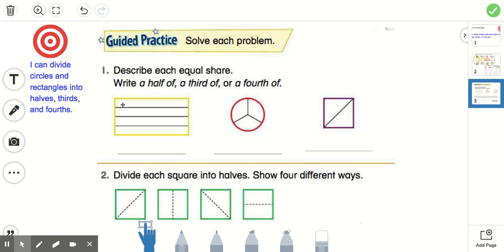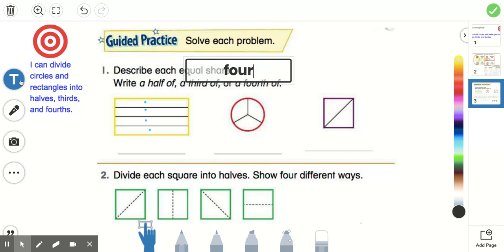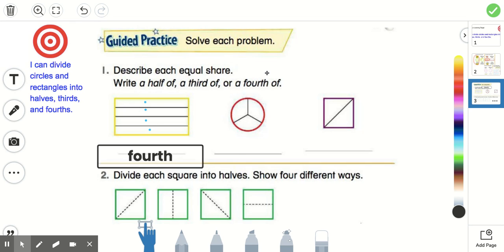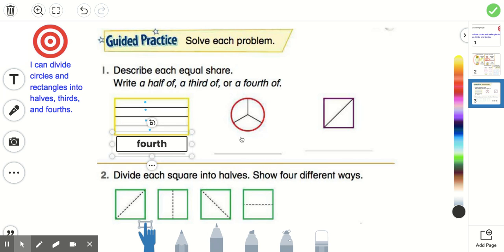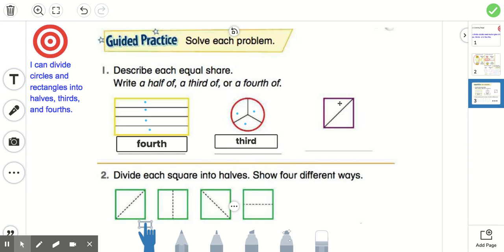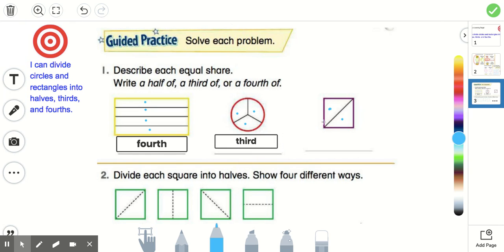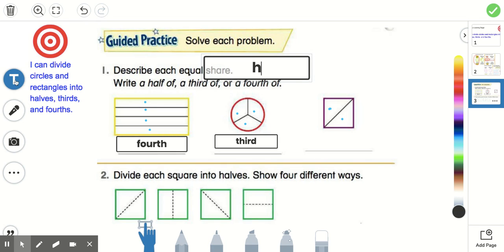So this piece right here is cut into 1, 2, 3, 4 equal shares. So therefore, it is a fourth. Let me bring that down. Our circle here is cut into 1, 2, 3 equal parts. So it is a third. And last but not least, our square is cut into 2 equal parts, cut right in half. So we call it a half of.